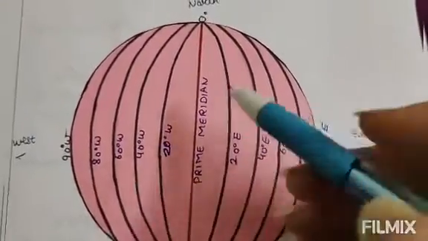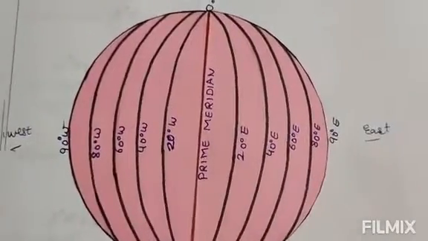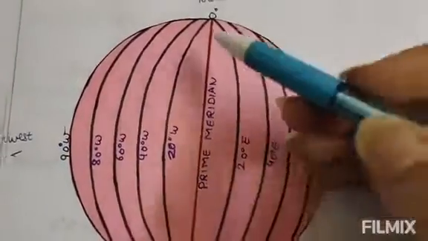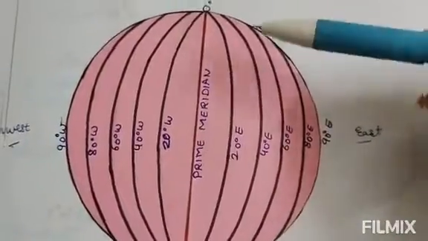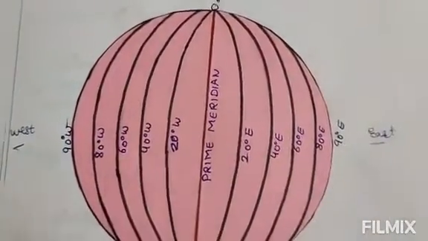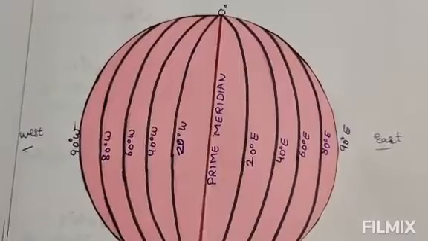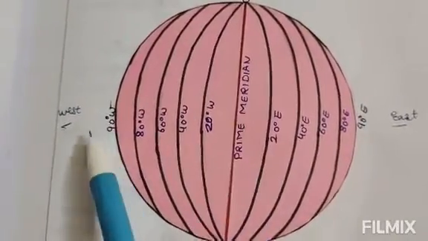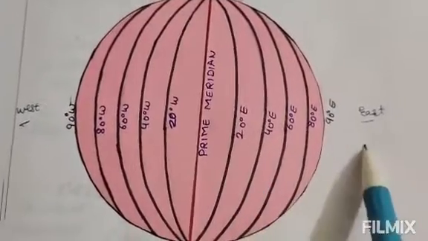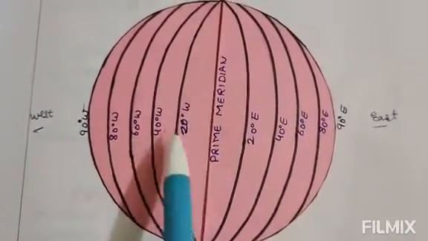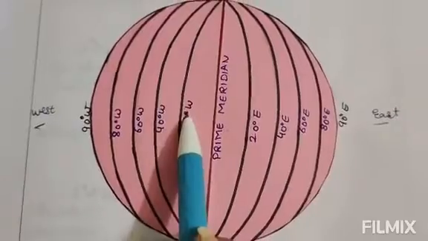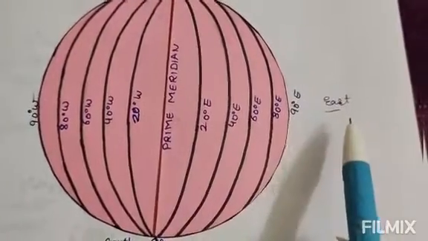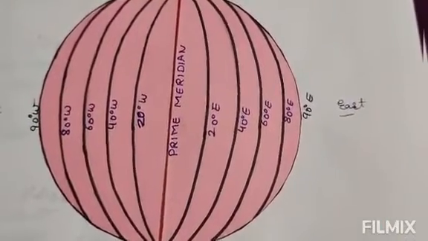90. Now the globe is a 3D thing, right? It has another side too; we have only represented one side. The other side also has 180 longitudes. So 180 on the west side and 180 on the east side. The ones on the west will be represented with W and the ones on the east will be represented with E.